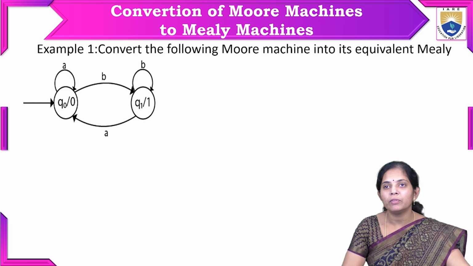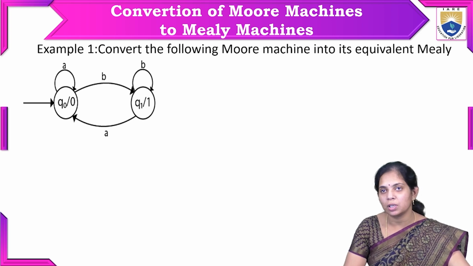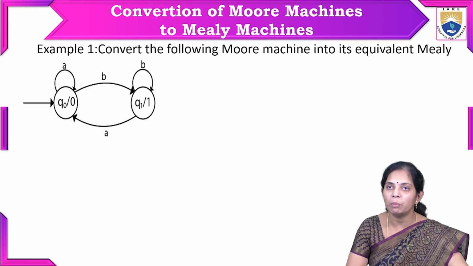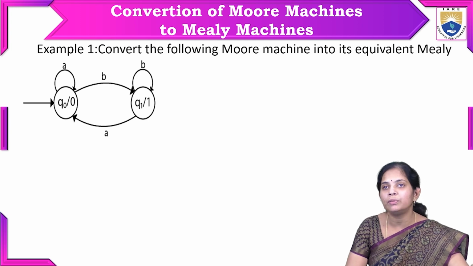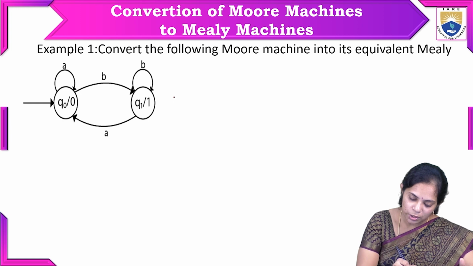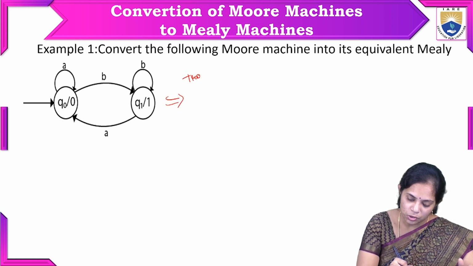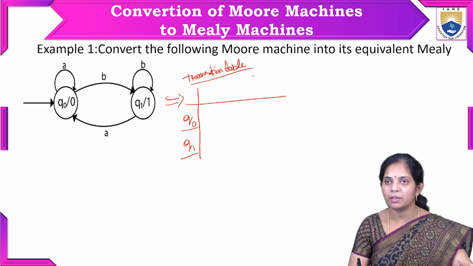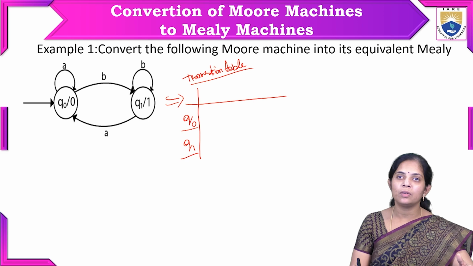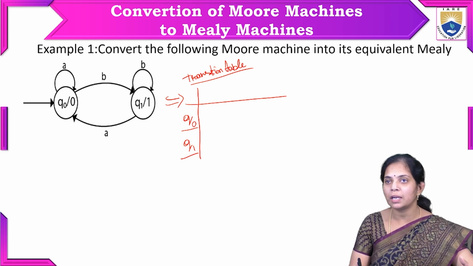We already did the Moore machine construction, and here we have to convert that Moore machine to a Mealy machine. For this, let's first draw the transition table for the Moore machine. For the transition table, we take the states; here there are 2 states. We already discussed what a transition table means in previous videos, in the construction of DFA or NFA.